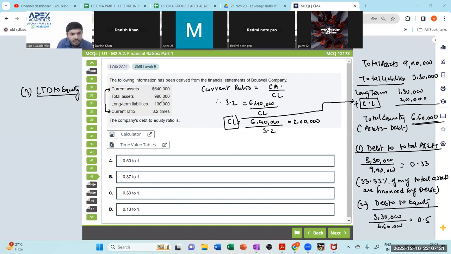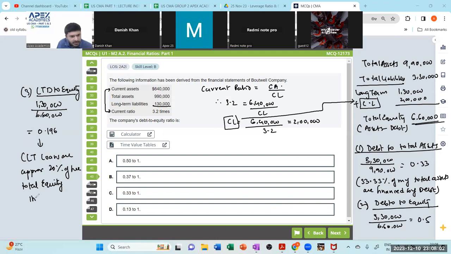Yes, what is my long term liabilities? 1,30,000 divided by equity, which I just calculated, 6,60,000. What is the answer? 13 divided by 66. What do I get? 0.196. What is the meaning of this? That long-term loans are approximately 20% of the total equity invested. Agreed or disagreed?